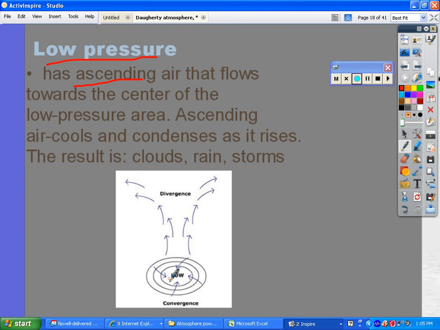And when you have this air mass starting to rise, it's going to cool and condense. And like I said, when an air mass cools and condenses, it's going to form clouds. And clouds a lot of times are going to give you rain and storms. So low pressure, when you hear a weatherman saying that we have a low pressure system coming towards us, that means we're looking at some rain and some storms.